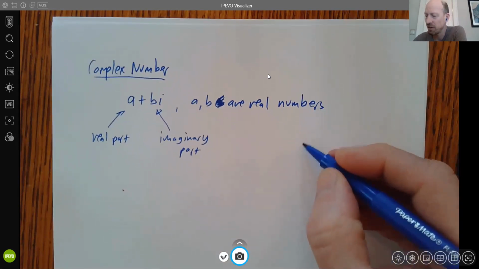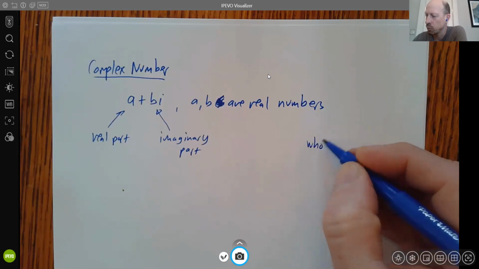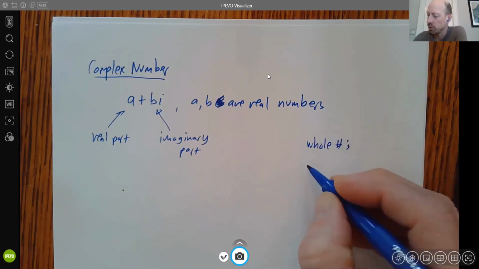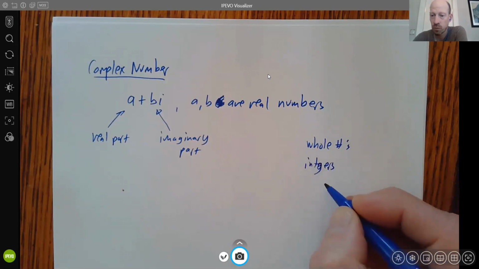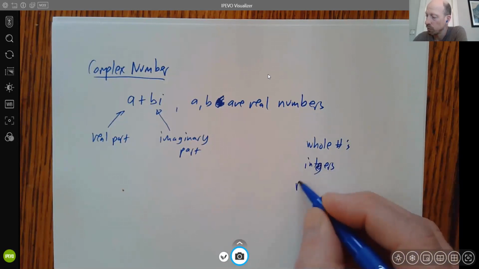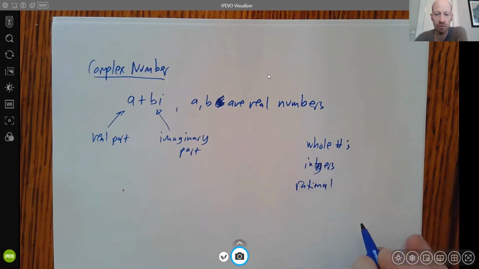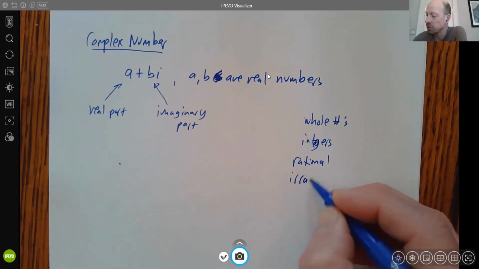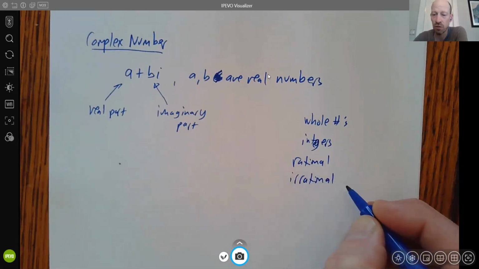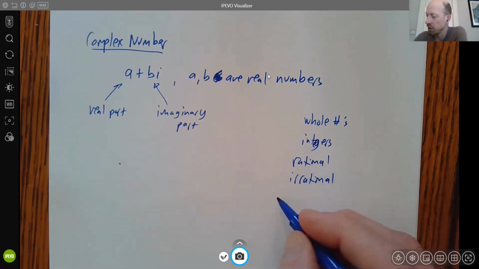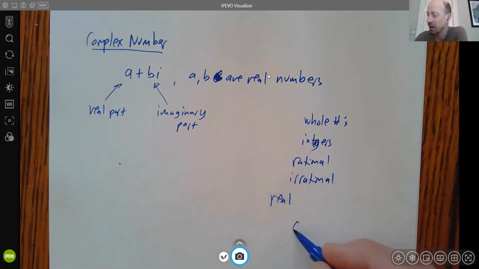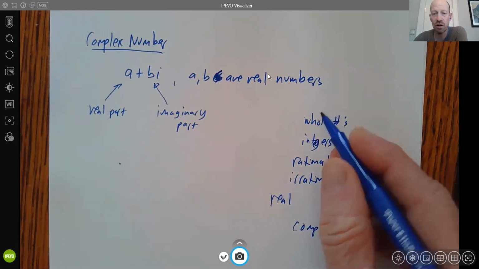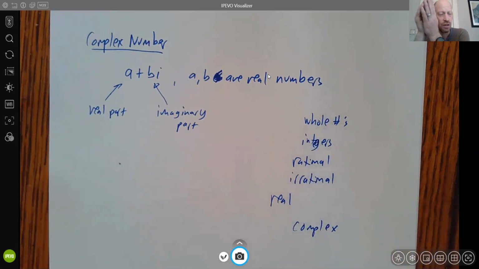And if you go back to, I don't know if we talked about it in the beginning, well, maybe briefly, we have these different sets of numbers. We have the whole numbers, and we have the integers. We have the rational numbers, which we've talked about, right? Those are the fractions. And we have irrational numbers. Those are like the square roots. And if you put those together, you get the real numbers. And then if you add in the imaginary values, you get the complex numbers. So these are all different sets and sort of contained units of numbers.